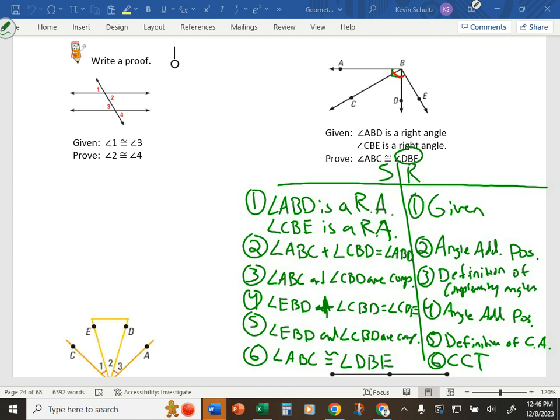CCT stands for congruent complements theorem. What is CCT? Congruent complements theorem.